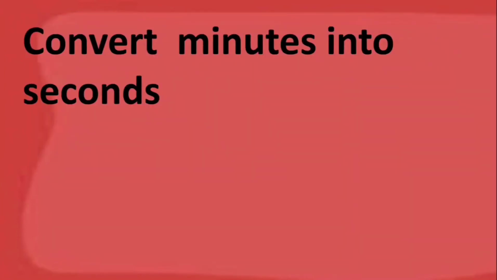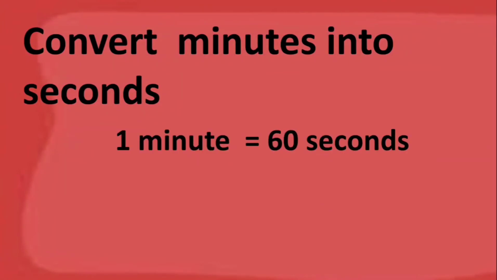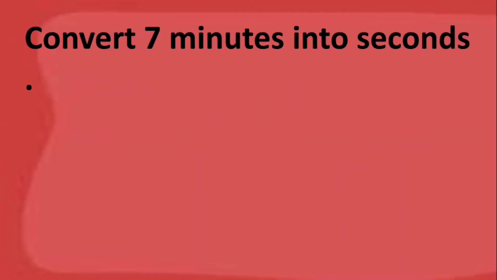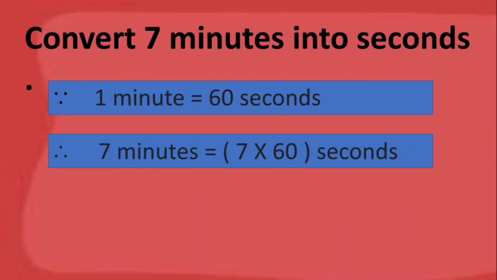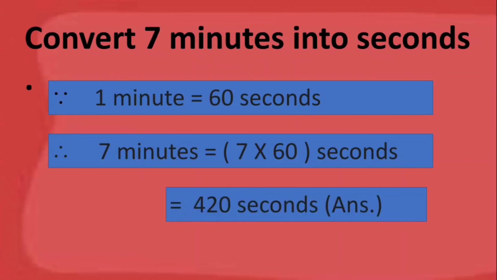Now let us learn how to convert minutes into seconds. Dear students, we know that 1 minute has 60 seconds in it. Let us convert 7 minutes into seconds. For that we will write since 1 minute equals to 60 seconds, therefore 7 minutes equals to 7 into 60 seconds, that is 420 seconds. That means 7 minutes has 420 seconds in it.